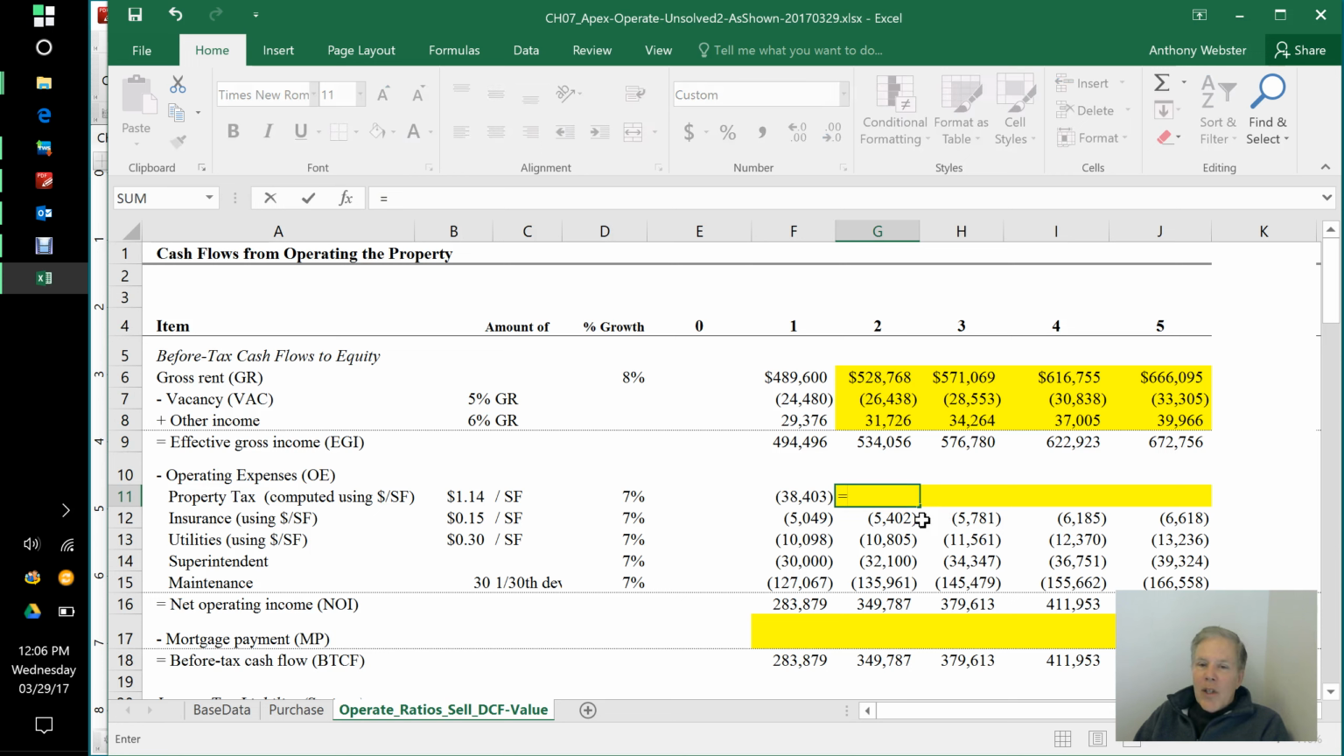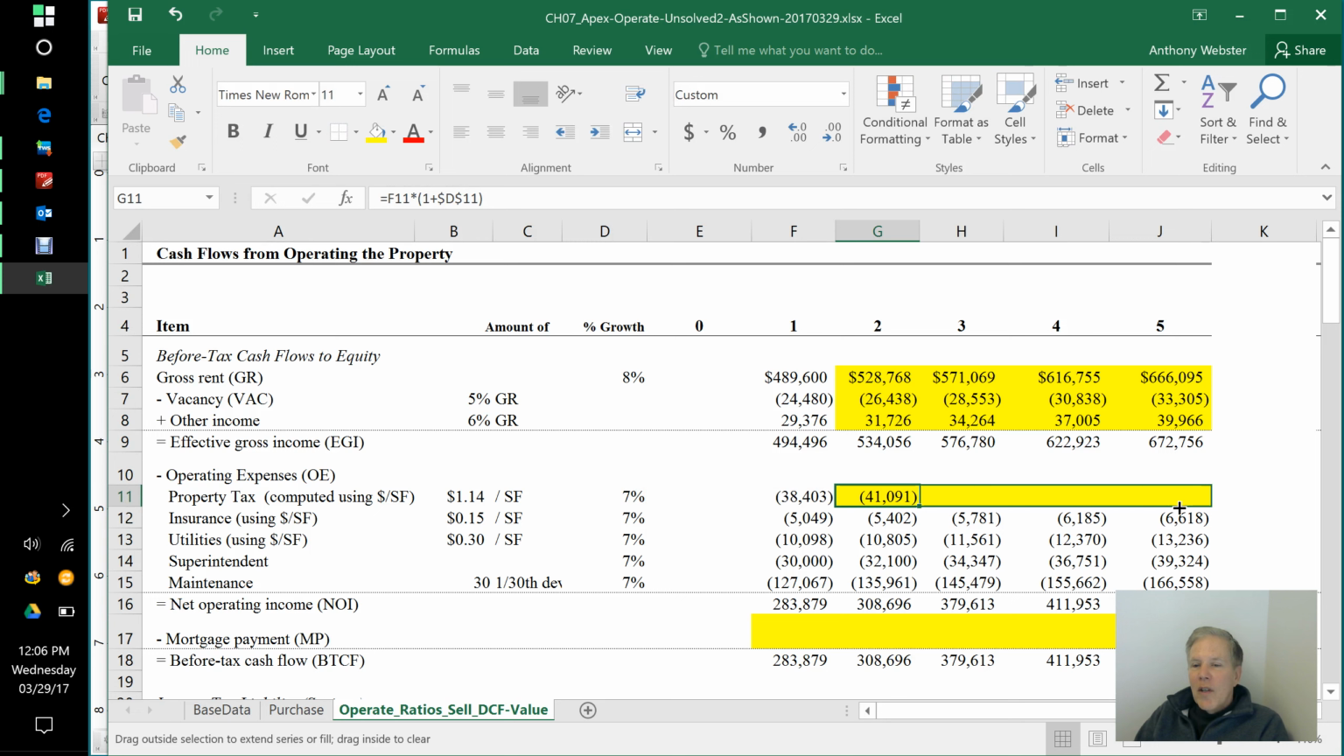So that means that the property tax in year 2 is going to be the property tax in year 1 times 1 plus this 7%. And again, I want to lock that down with the dollar signs. Okay, and that's pretty general formula. So I just drag that over. Might want to check this. I still want to make sure that I'm referring to D11 for my percent increase, even in year 5.